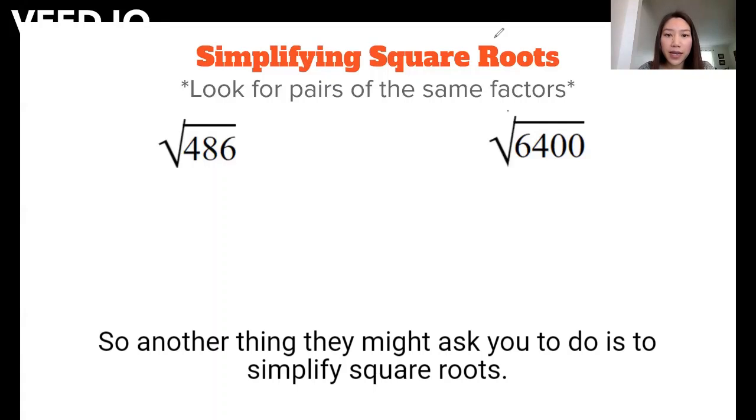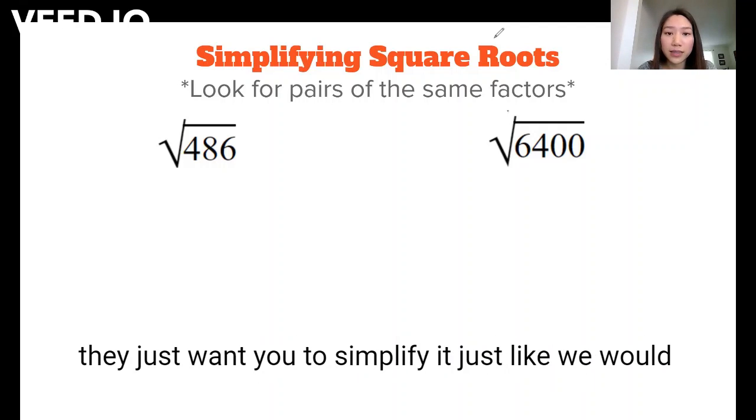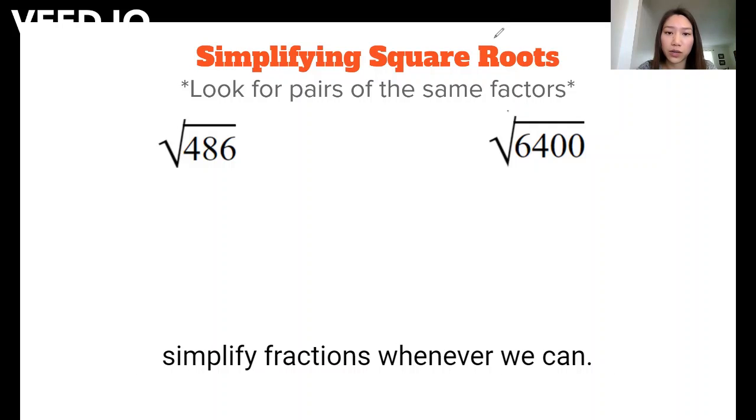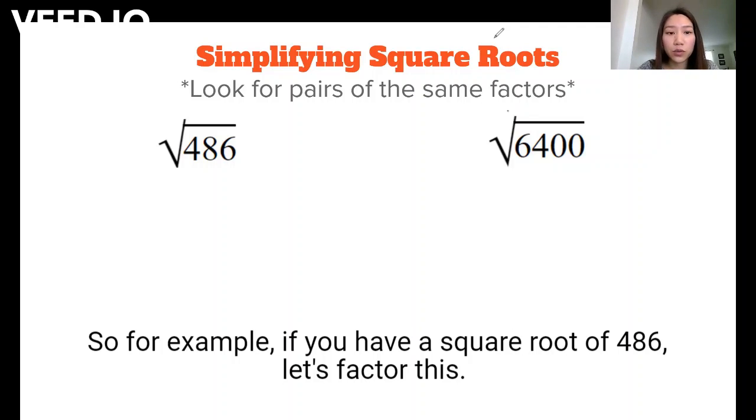So another thing they might ask you to do is to simplify square roots. Now for these, they're not looking for the actual value of the square root. They just want you to simplify it just like we would simplify fractions whenever we can. So what we're looking for here is for the same pairs of factors. So for example, if you have a square root of 486, let's factor this.